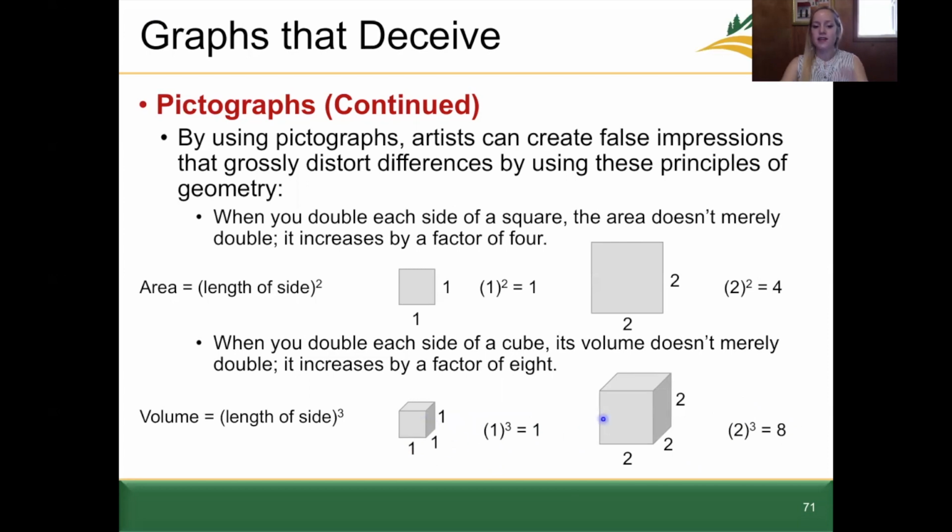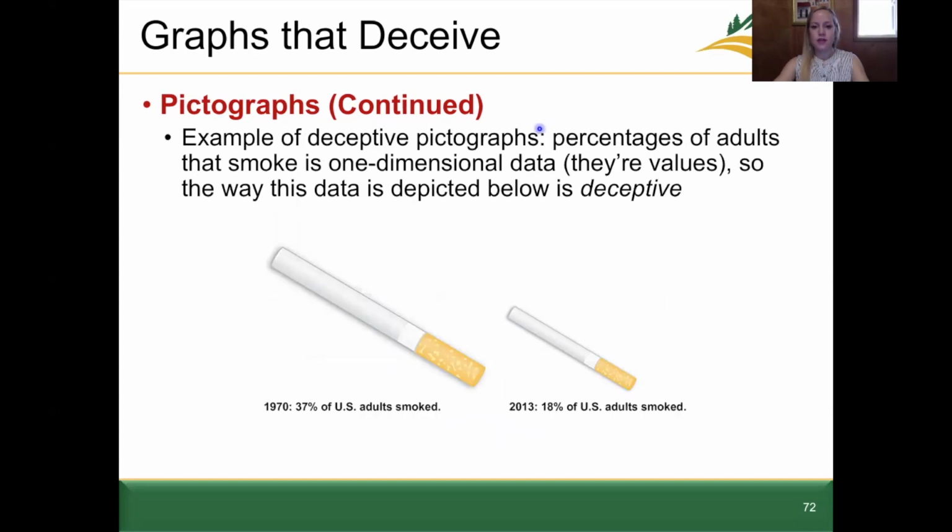Now let's look at an example with data. Here we're looking at percentages of adults that smoke, and again values, data, percentages, this is all one-dimensional data. When we use pictographs, however, we're adding two-dimensionality or three-dimensionality to our data. So in 1970, 37% of US adults smoked. In 2013, that number reduced to 18%. Now again, taking these numbers of 37% versus 18%, our percentage decreased by about half.